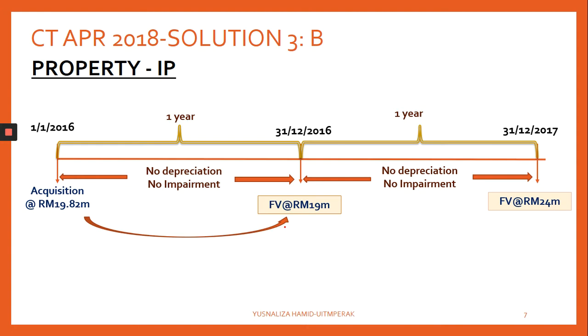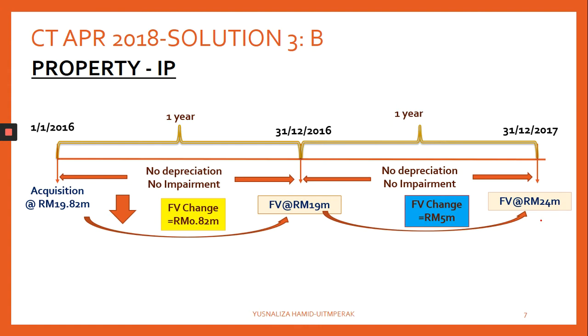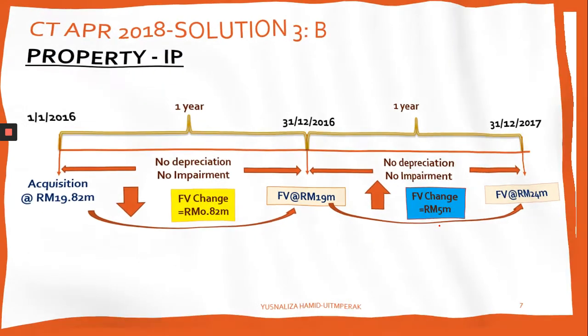So if you compare that, you can see that there is a drop of 0.82 million, which is a loss on fair value change. There is a drop. However, if you compare the one on the 31st of December last year plus the one in the current year, the 31st of December 2017, current year, you can see there is a hike, fair value change, or there is an increase of 5 million. And that 5 million is a fair value gain. The loss will be debited to the SOPL, whereas the gain will be credited to the SOPL. Okay.